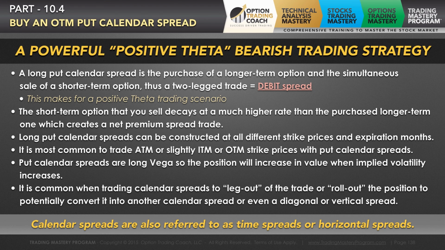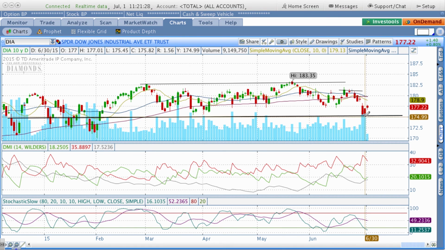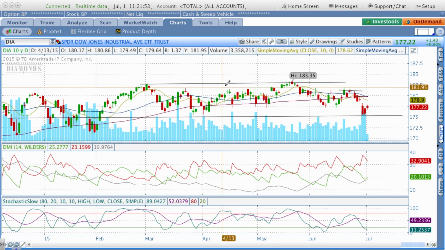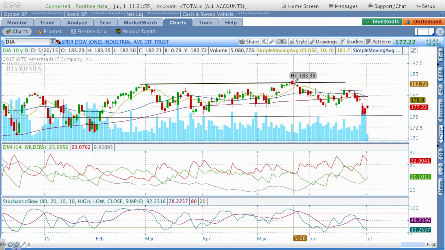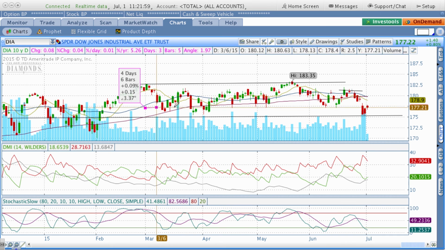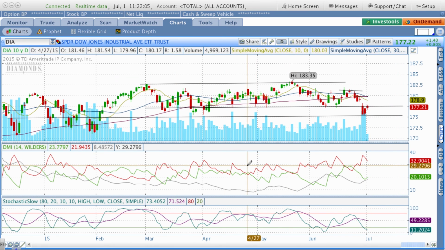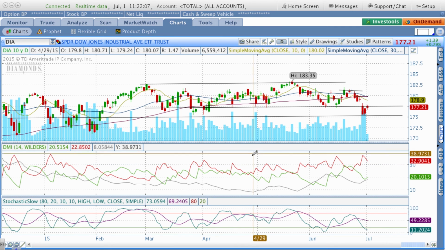Calendar spreads are also referred to as time spreads or horizontal spreads. Step one, identify the trend. When you look at a chart and you can identify that you're making lower highs and lower lows, we have a low in here, we have a double top really at 183, we have a high here, a lower high, we have a gap down, broke through this support level right here around 177.5, and it could be a good time to look at putting on an out of the money put calendar spread.